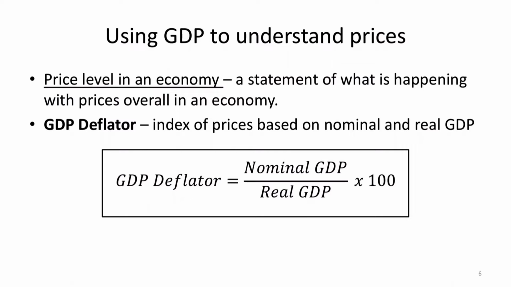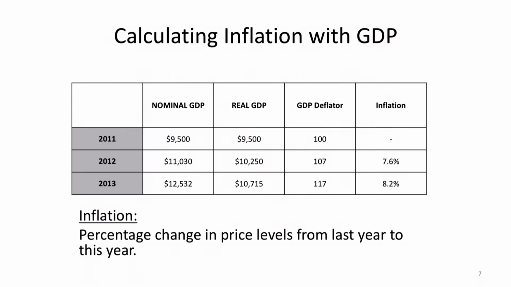So how do we do this? We use what we call the GDP deflator. You can see here that the GDP deflator is an index of prices based on nominal and real GDP. It gives us a ratio of nominal GDP over real GDP times 100%. So let's use our previous numbers to calculate inflation and the GDP deflator. Here you can see the nominal GDP and the real GDP that we have calculated based on the tables in the previous slides. We take the ratio of nominal GDP over real GDP to get the GDP deflator.